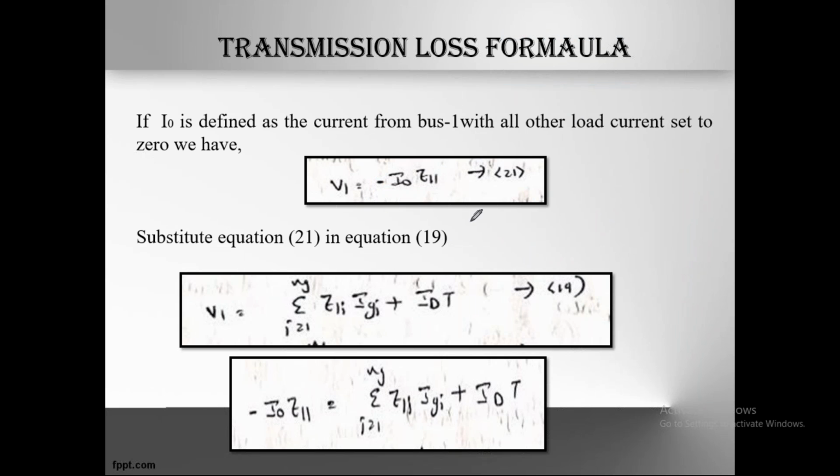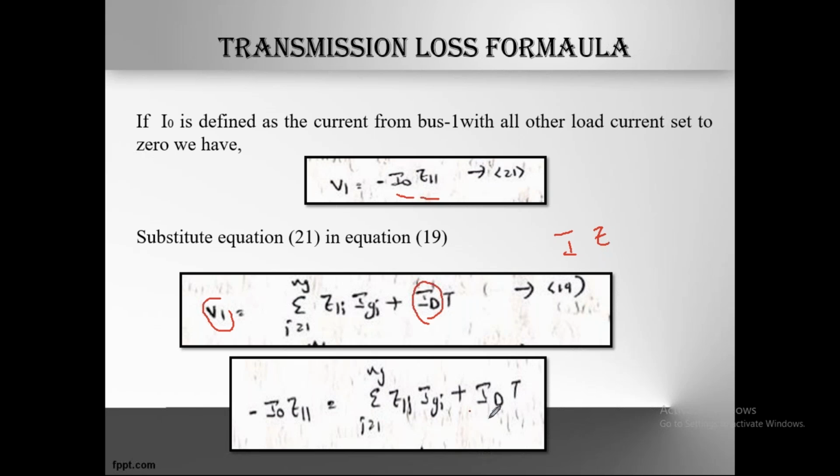Now, from this equation, V1 is equals to I naught Z1. This one equation we substitute in the 19th equation. So this is the 19th equation: V1 is equals to summation of Z1i Ig1 plus. Our final requirement is to find the ID. From equation 19, we have to convert everything into the form of currents and impedance values, but here we have the voltage value. So we have to convert this value into current and impedance values. If you substitute here, then you will get minus I naught Z1.